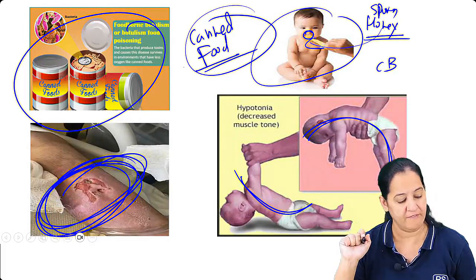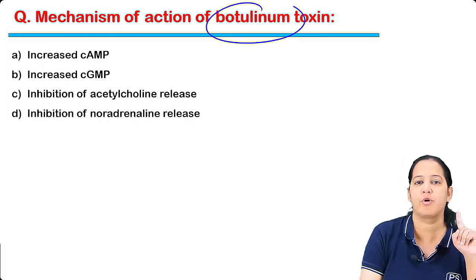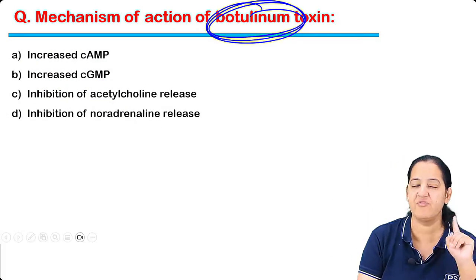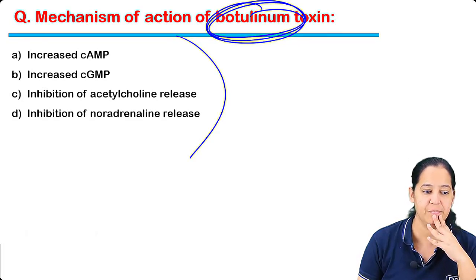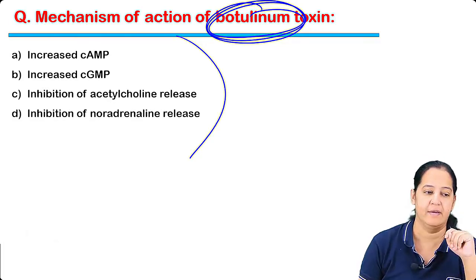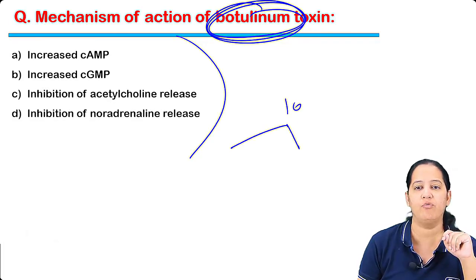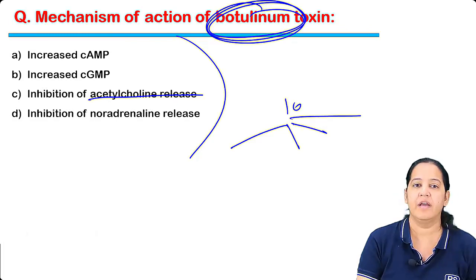Okay, can we go ahead? Read the question and tell me the answer. What is the mechanism of action of botulinum? Be fast, people. Read the 4 options. I told you the toxin. Yes, you are all right. The correct answer is C. Very good. It inhibits acetylcholine.